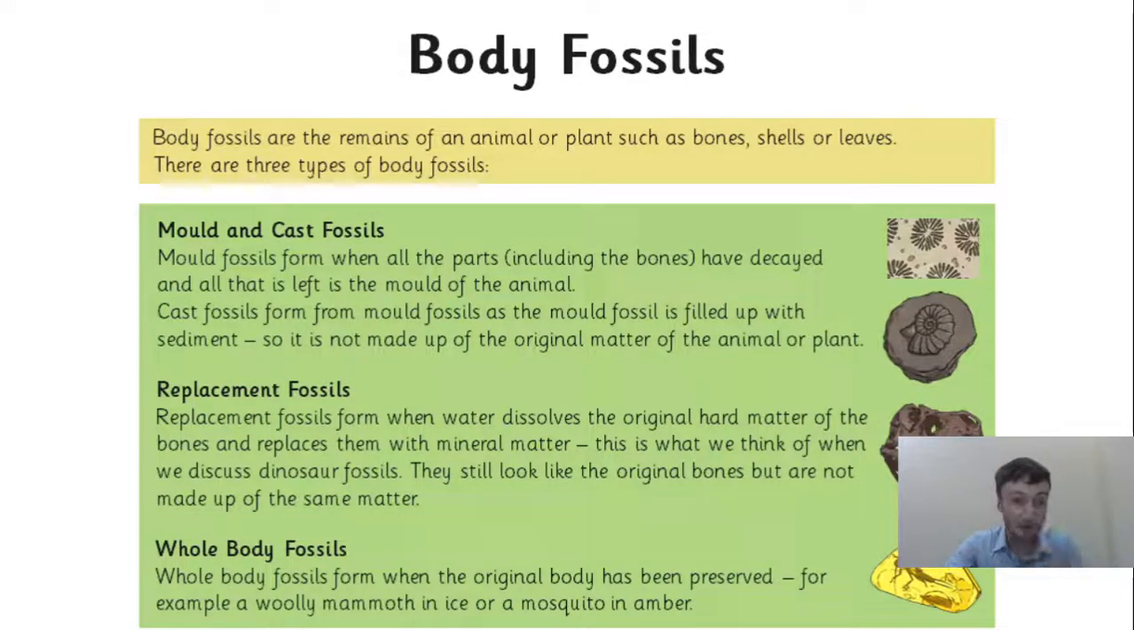And then this last type we have is whole body fossils. This is where the body's still the same. It's been saved from rotting away, maybe because it's been frozen. The woolly mammoths have been frozen in ice. You dig them up and it's still there. It's like freezing something in your freezer at home. Or when a little insect falls into the tree sap that comes off the tree and it goes really hard, and it can preserve the little insect there for millions of years. We'll look at some pictures of that as well.